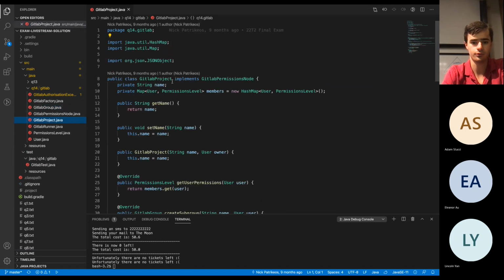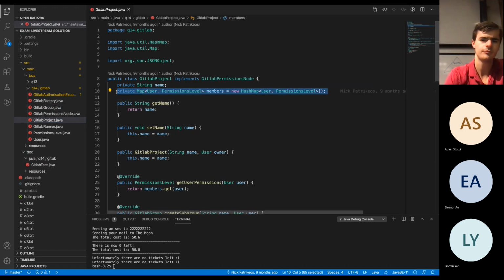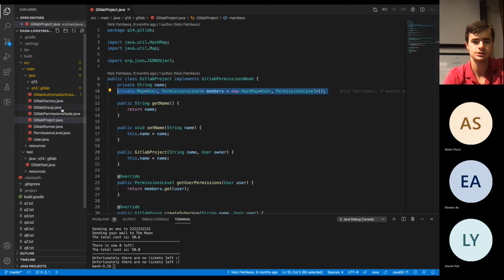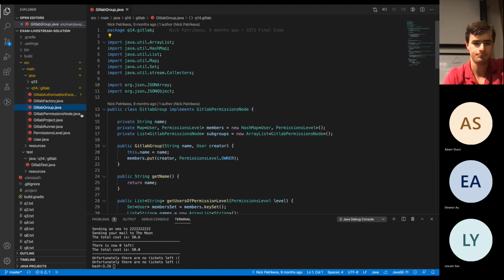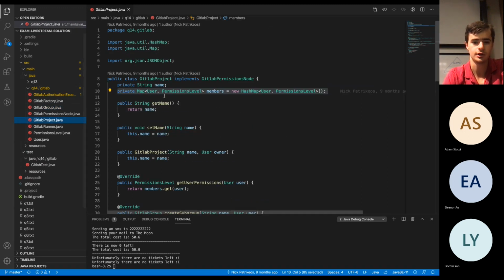All right, the GitLab project is also a permissions node. It has a series of members. You think, oh, that's kind of weird. We have members in GitLab project and GitLab group. Okay, probably a code smell. Might have to refactor it.